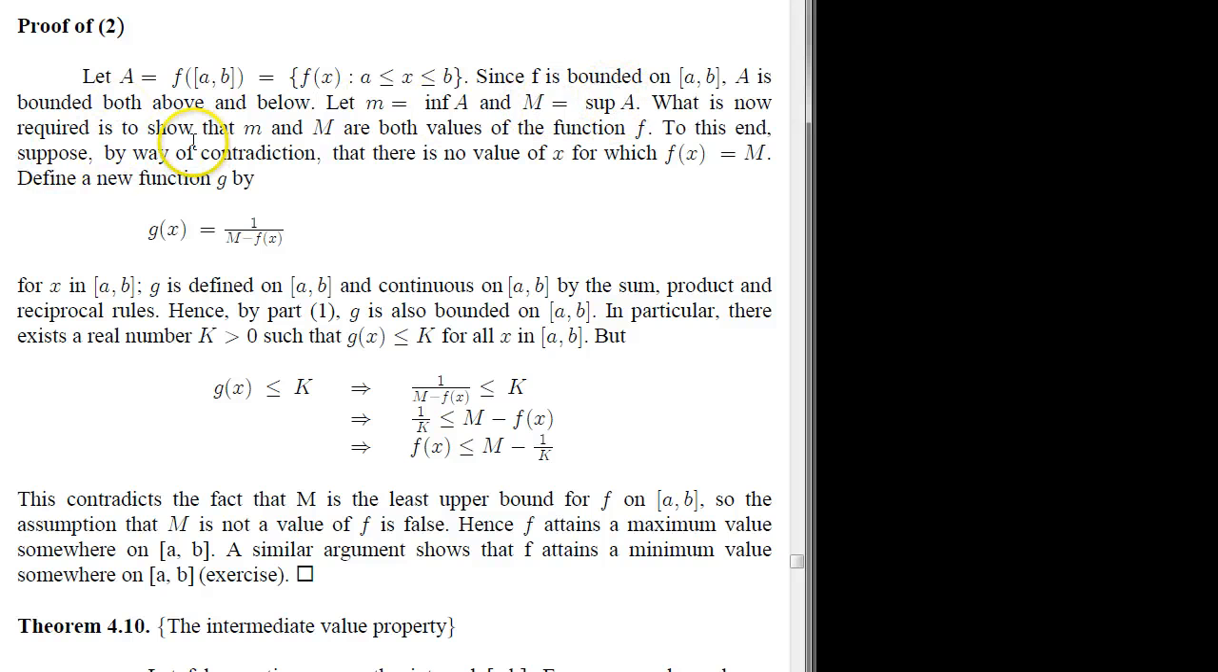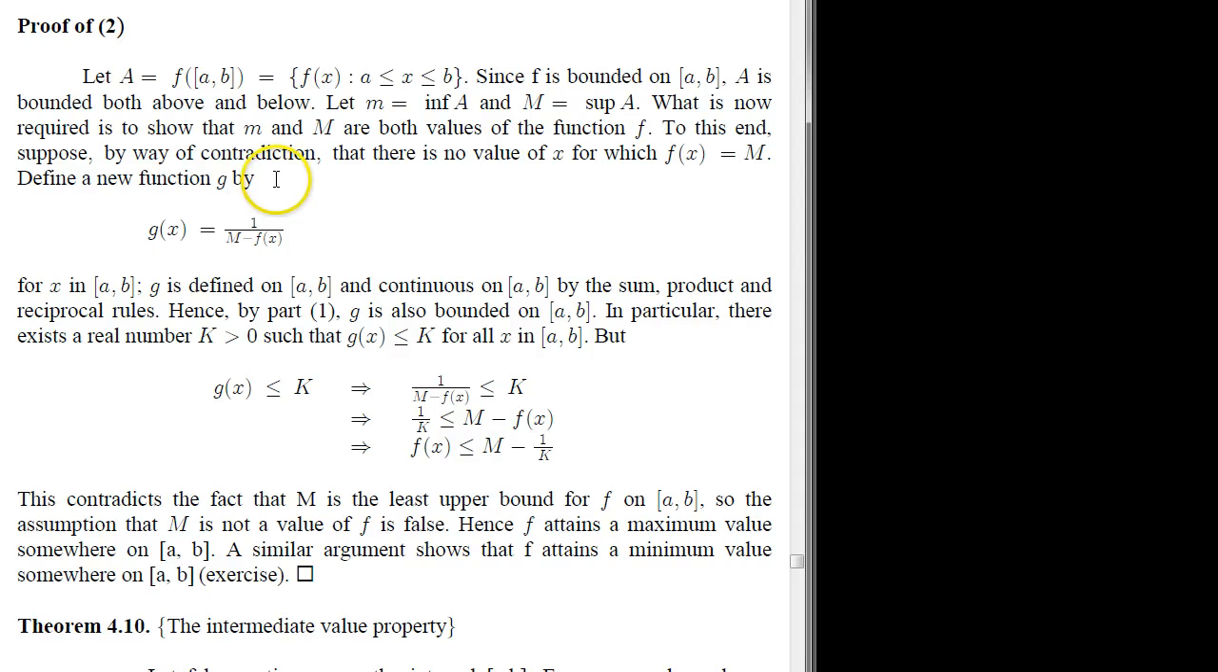What is now required is to show that there exist values m and M that are both values of the function f. These values already exist, so we can find values c and d such that f(c) is m and f(d) is the capital M. To this end, suppose by way of contradiction that there is no value of x for which f(x) equals M. So we're looking at the bigger one of the two in this part of the proof.